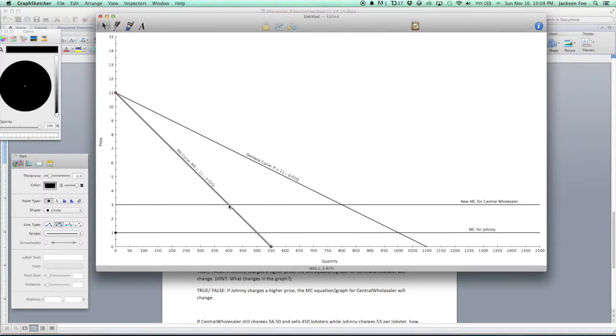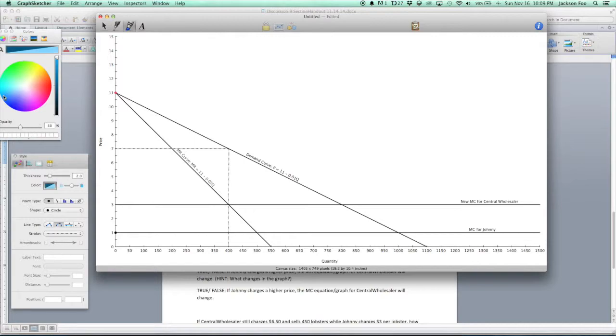Now you see that we have a new and different intersection between MR and MC. When we're doing monopoly calculation, again, we're looking for the point where MR equals MC. So, a quick look at this without doing any math, we can see that the optimizing quantity is 400. Extend it up to the demand curve, as I said before, and we'll see that the new profit maximizing price is $7.